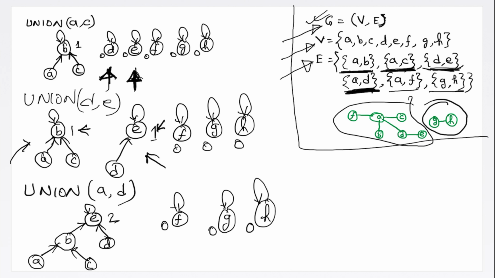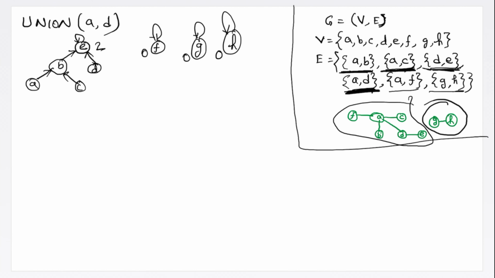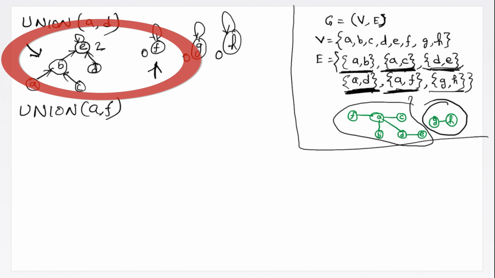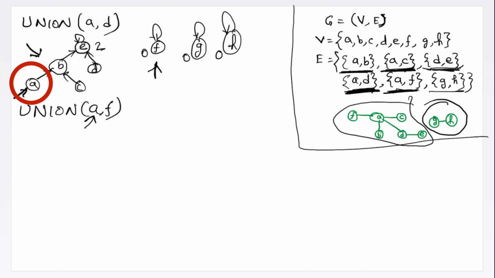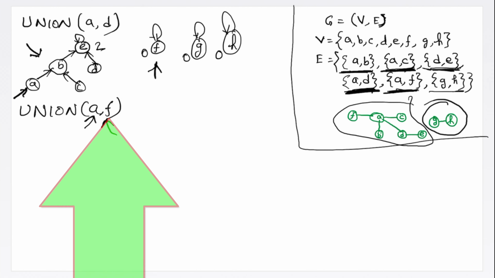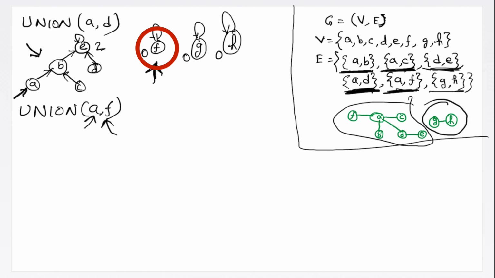Let us make more space. The next edge we have is A, F. That is, we have to use the union operation for A, F. A is in this tree and F is in this tree. Things will start to become more interesting here. Note that the first parameter here is A, which is in the second level. The second parameter is F, which is in level 0.